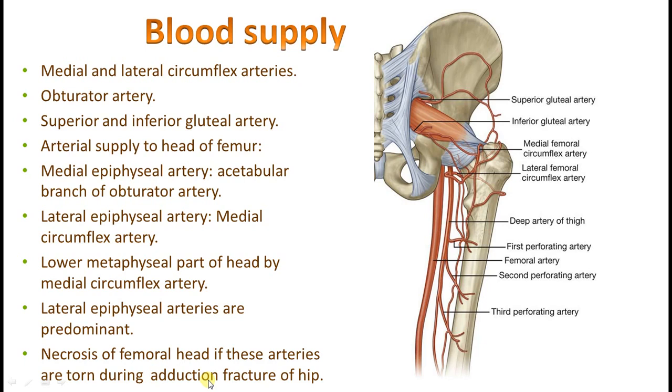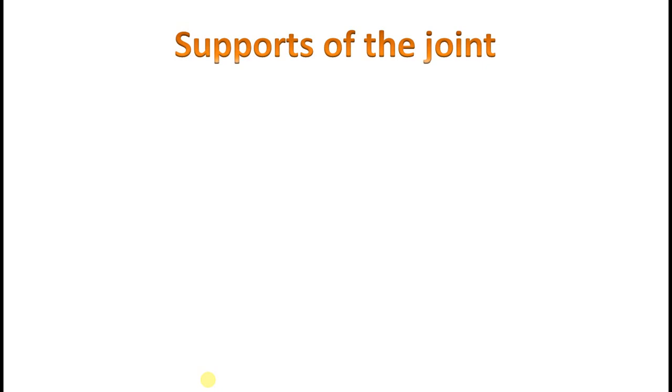Okay. So these are the arterial supply, or the blood supply, to the hip joint. Now we will see in brief about the supports of the joint. Mainly, the stability of the joint comes from the architecture of the bones. The bones themselves are designed to provide support to the joint.